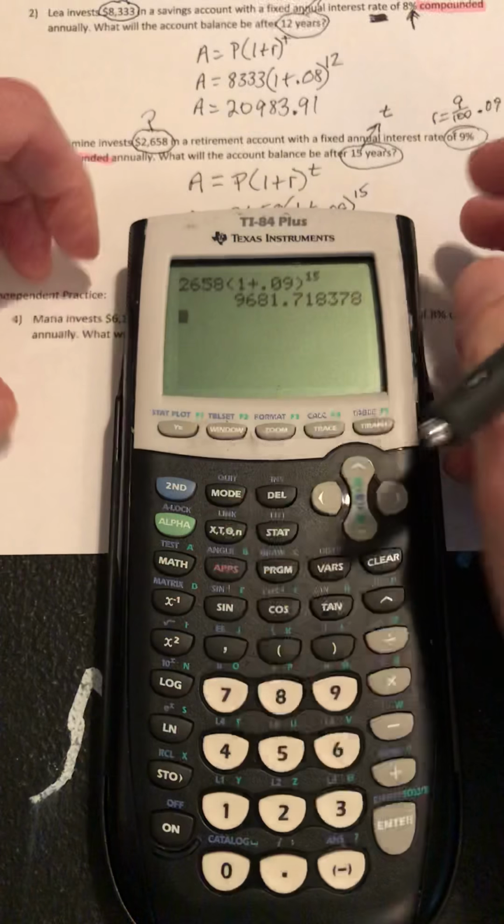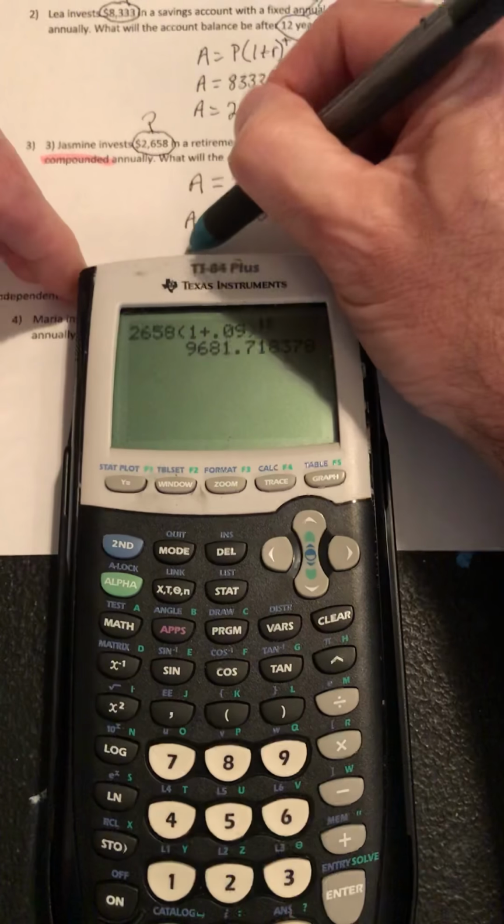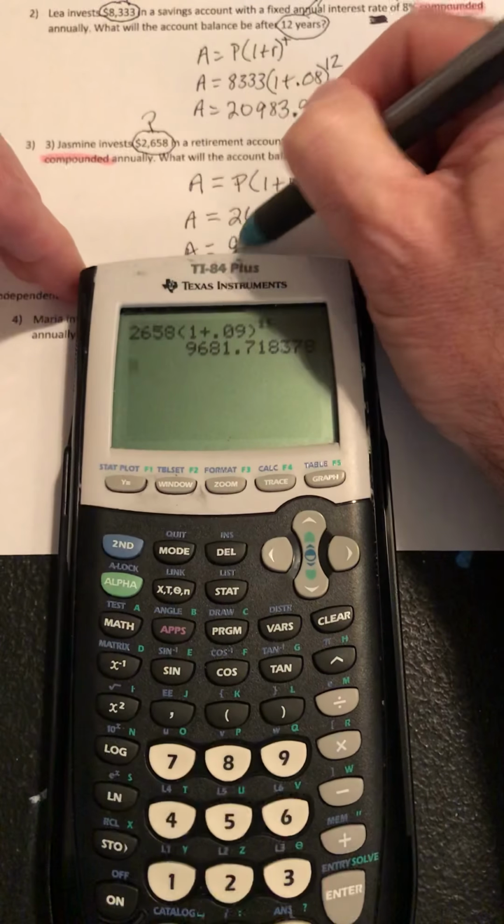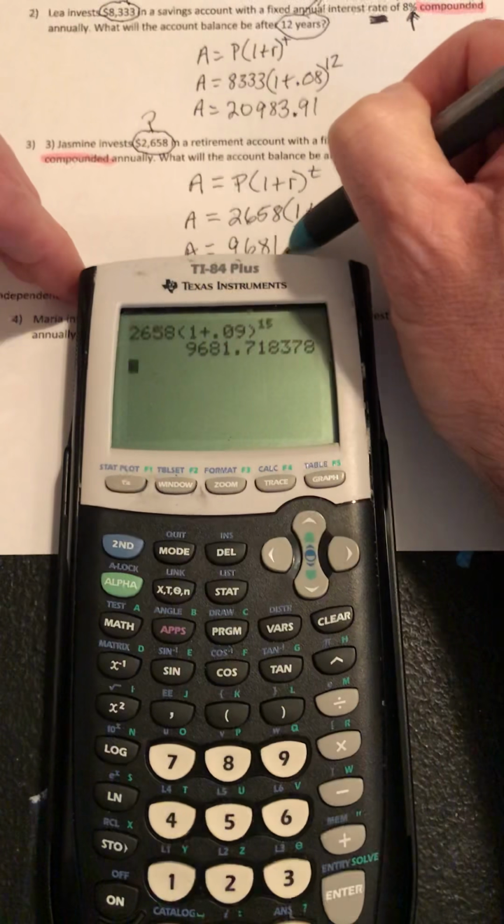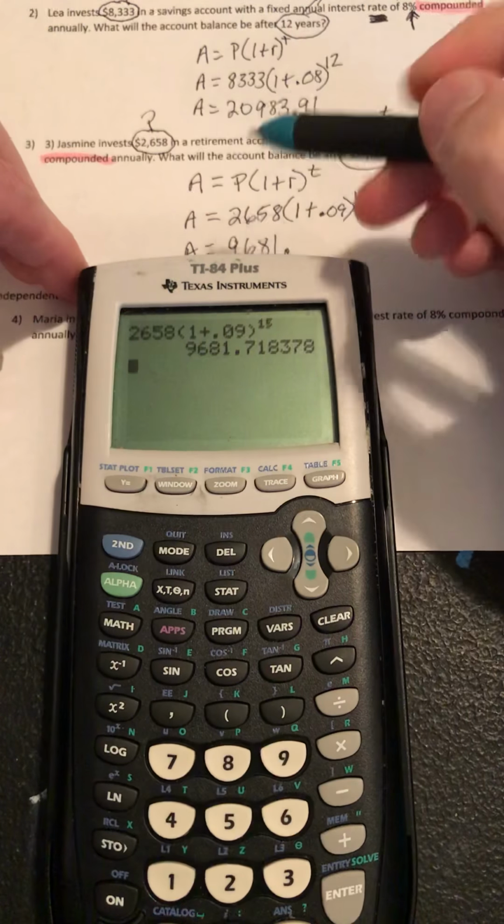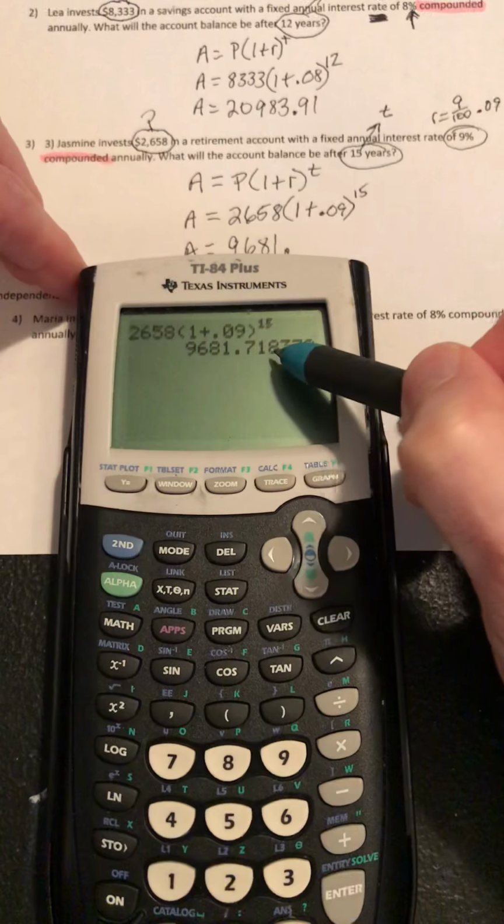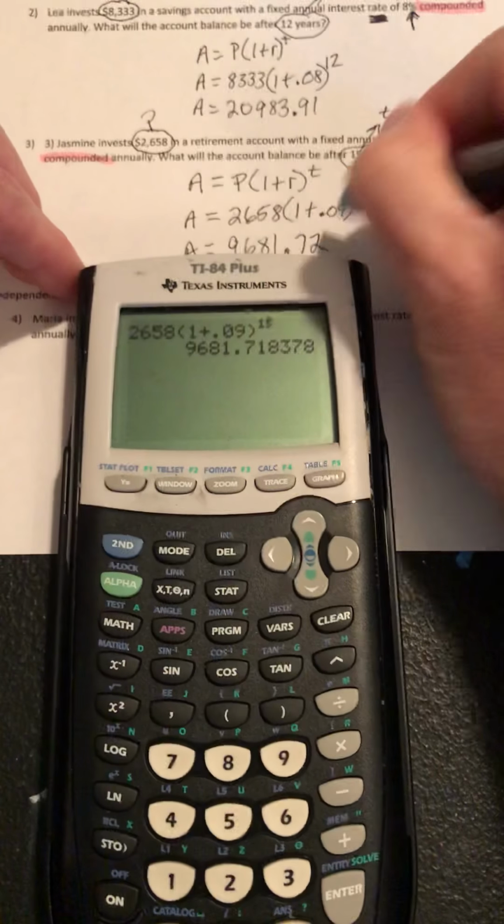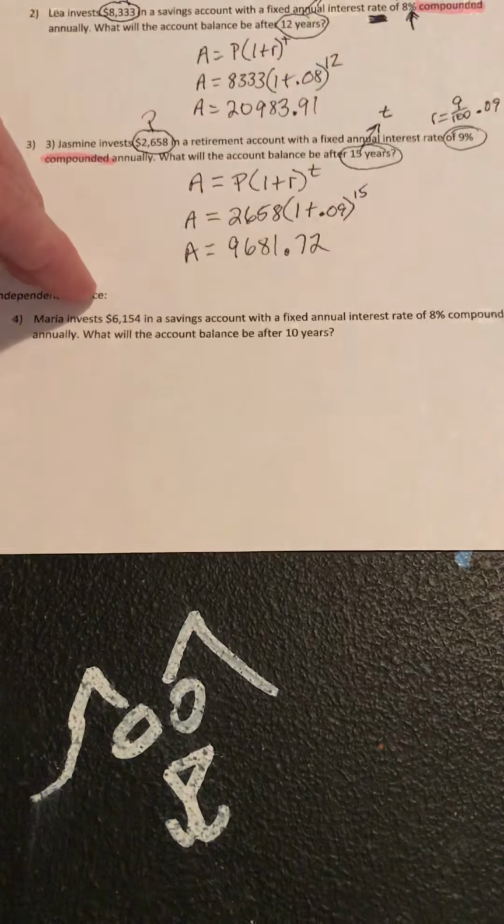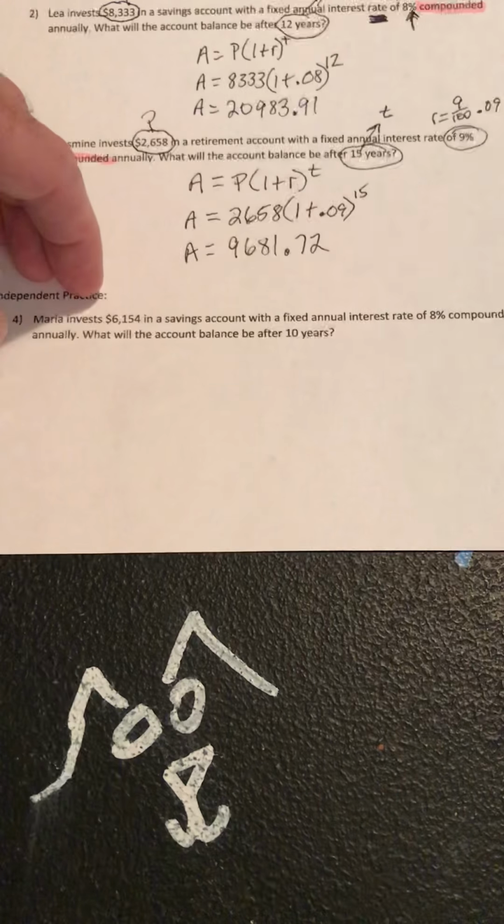Excellent. Hit enter, and we have a new account balance of $9,681 and up. Did you round correctly? It's not 71 cents. This 8 tells us to round to 72. Hopefully that's what you got. That'll mean that I got it correct.